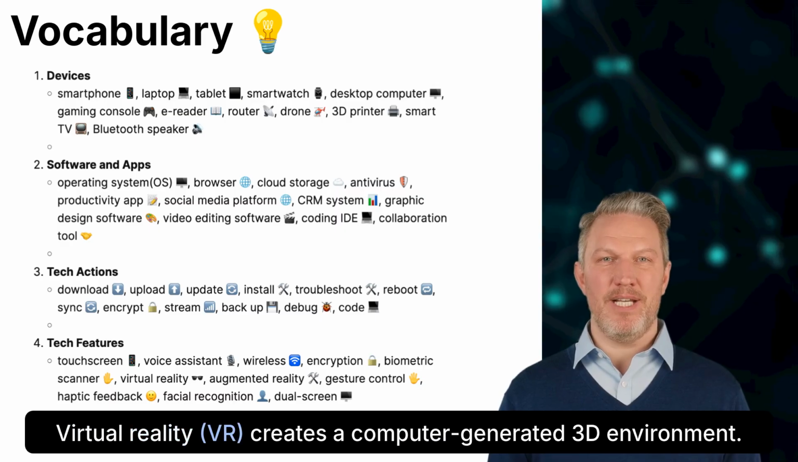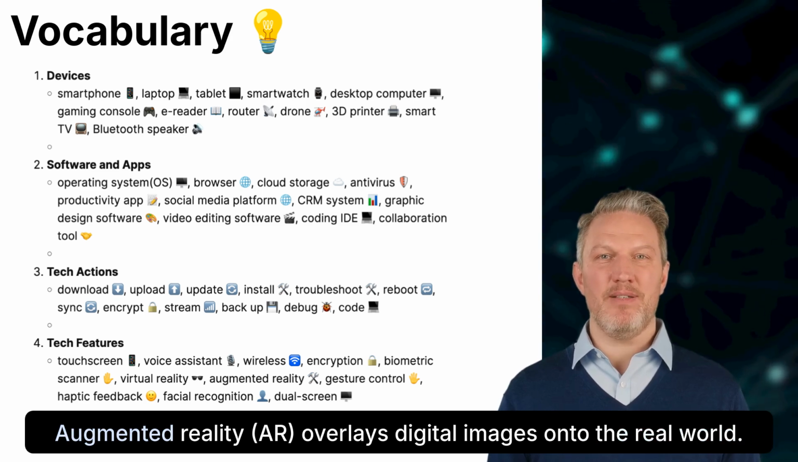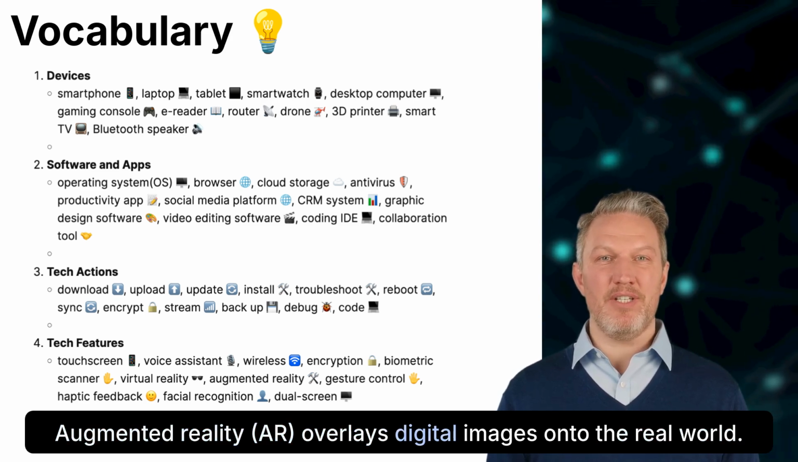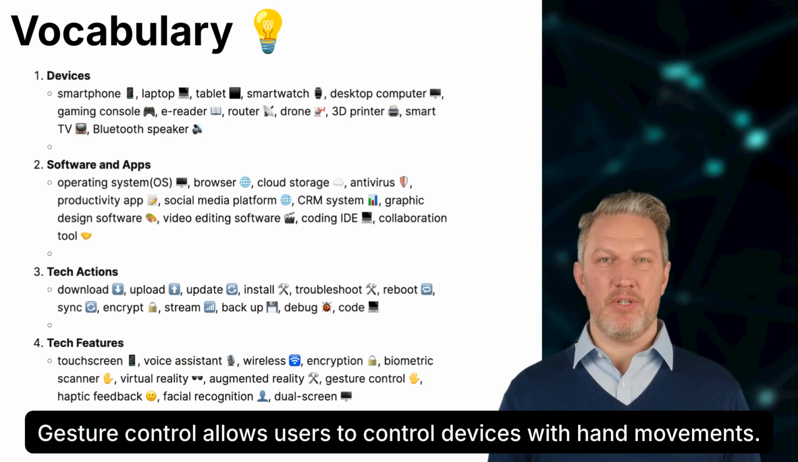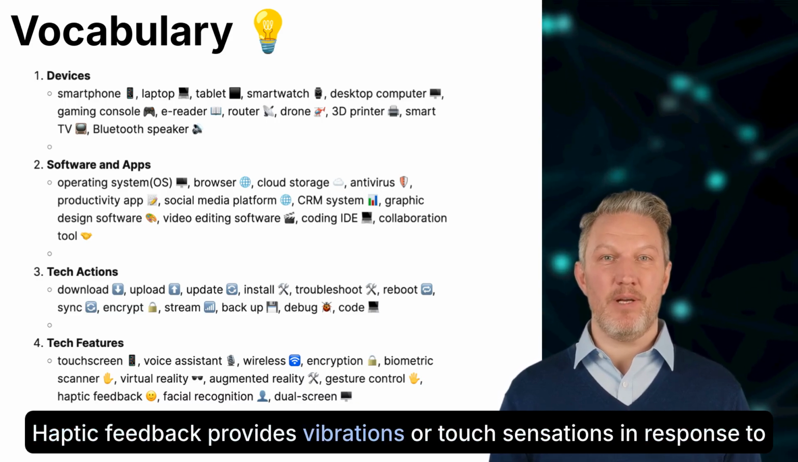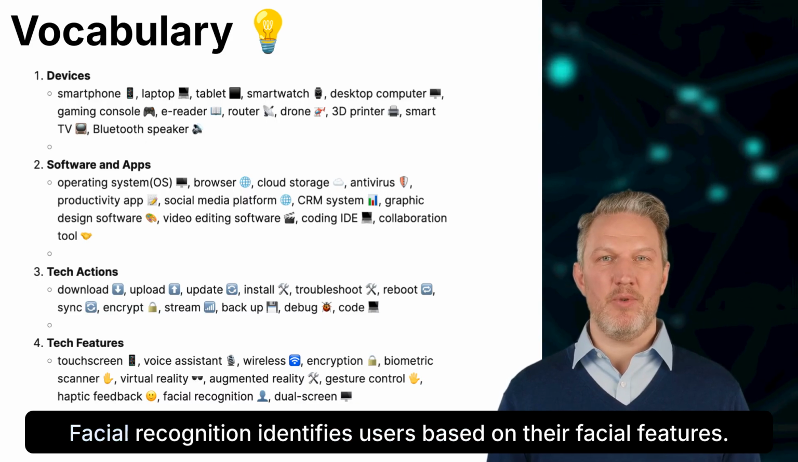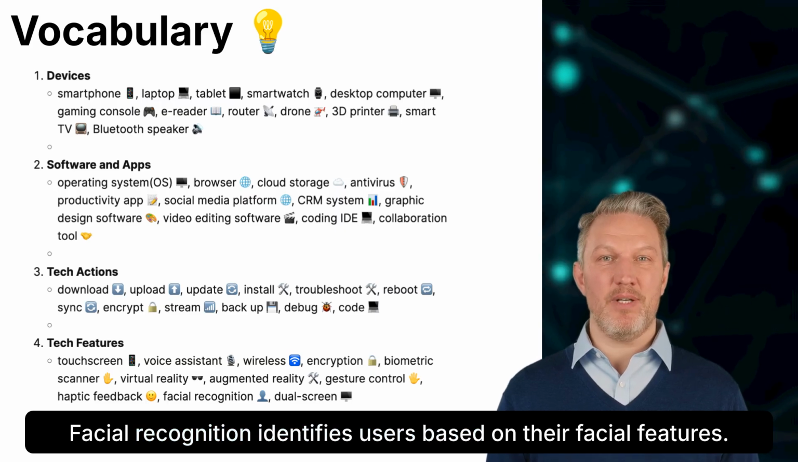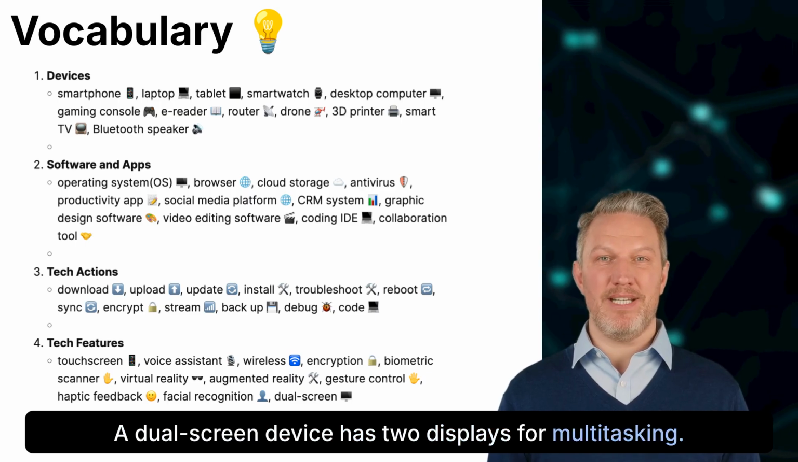Virtual reality, VR, creates a computer-generated 3D environment. Augmented reality, AR, overlays digital images onto the real world. Gesture control allows users to control devices with hand movements. Haptic feedback provides vibrations or touch sensations in response to user actions. Facial recognition identifies users based on their facial features. A dual-screen device has two displays for multitasking.